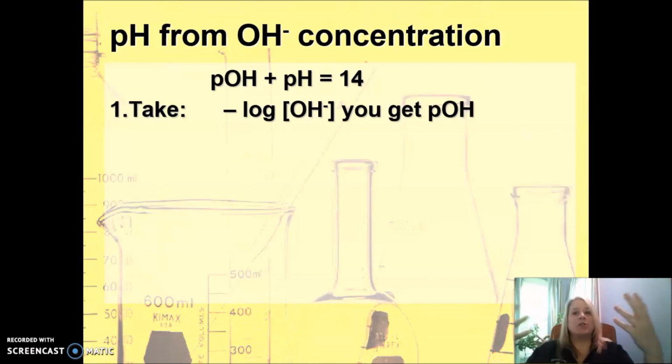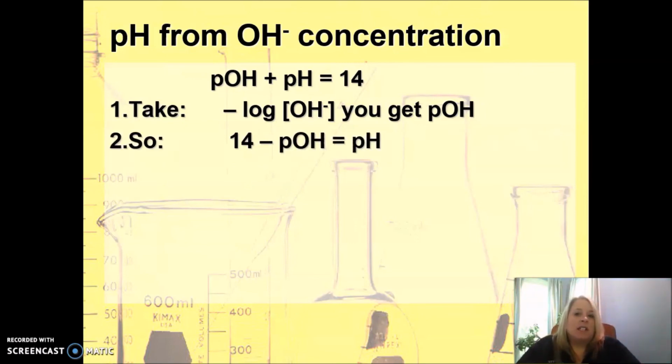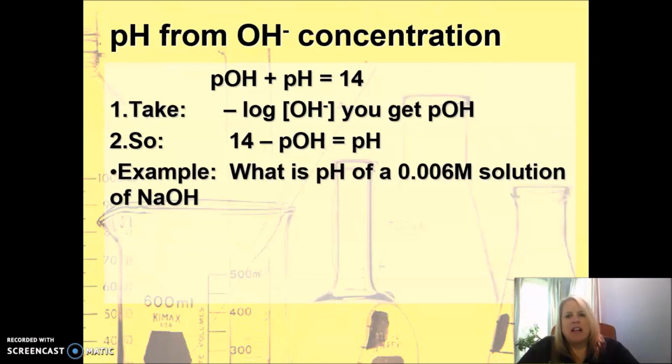So this is what you're going to do. If you're given a hydroxide ion concentration, you're going to do what we would normally do to calculate pH. You're just going to take the negative log of the OH concentration. That's going to give you the pOH. Then all you have to do is take 14 and subtract the number you just got, and that will give you the pH. So not bad, right?